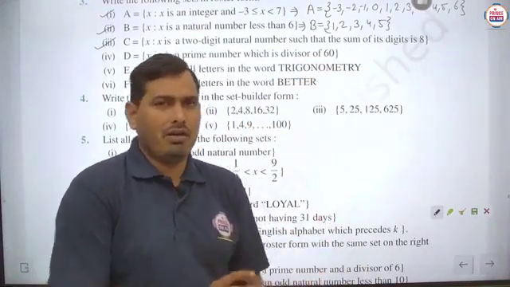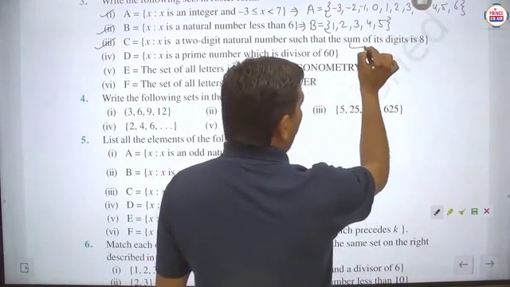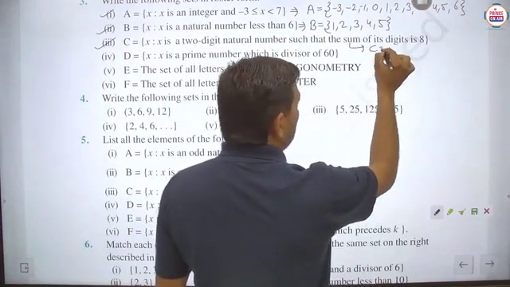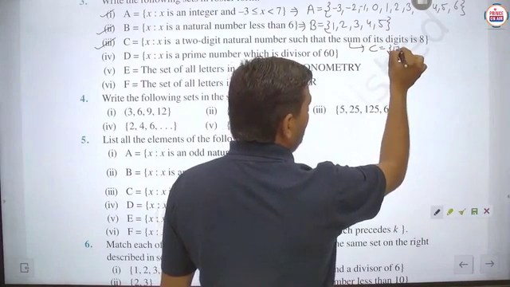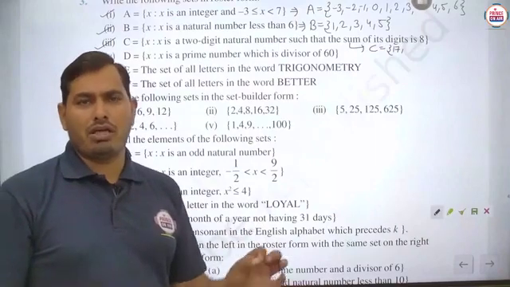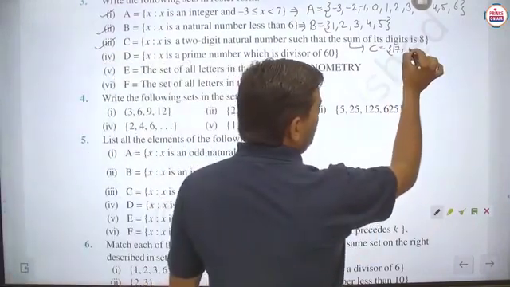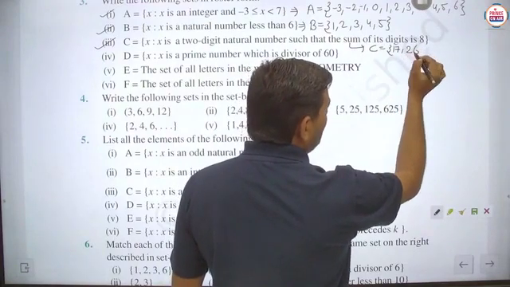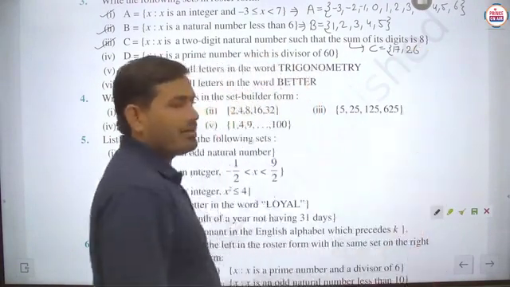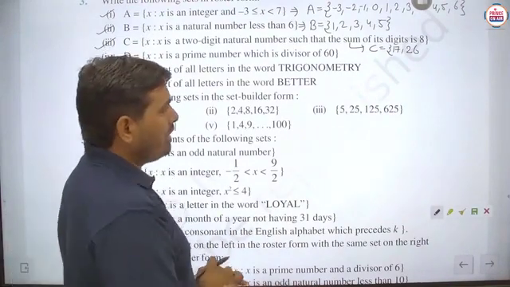First number we will take here. Suppose we provide the answer of this particular set C. Then we take 17, because 1 plus 7 is 8, and this is a 2-digit natural number, so it is definitely satisfied. After that, student, we take 26, because 2 plus 6 is 8, and it is definitely a 2-digit natural number.